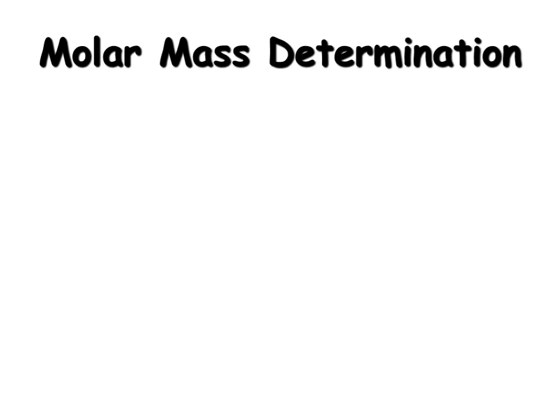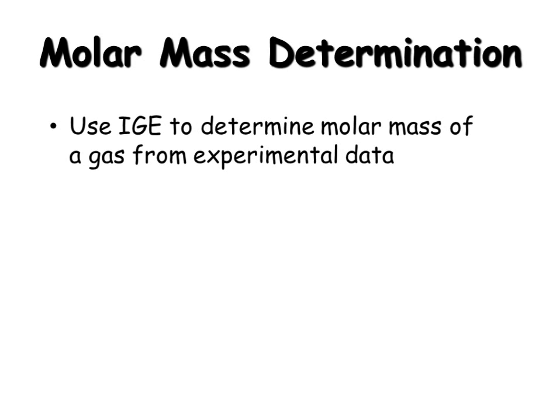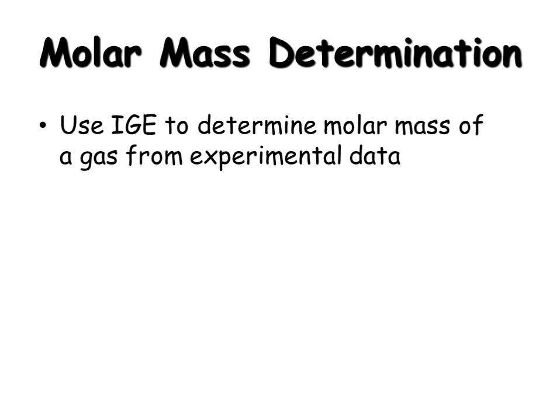Another way that we can use the ideal gas equation is to modify some of the variables, moles in particular, to allow us to solve for some different quantities than are originally expressed in the ideal gas equation. For instance, we can use the ideal gas equation to help us determine the molar mass of a gas.